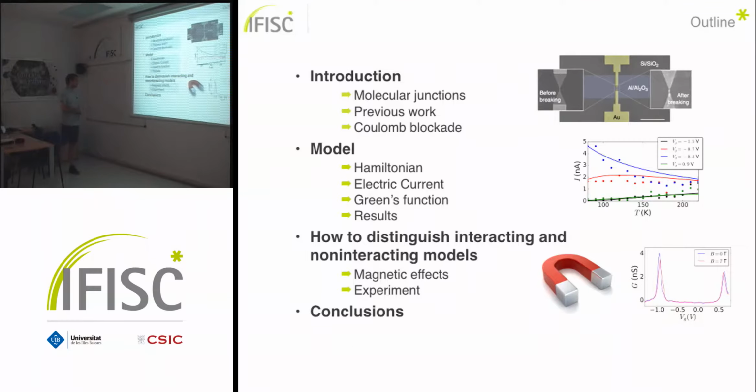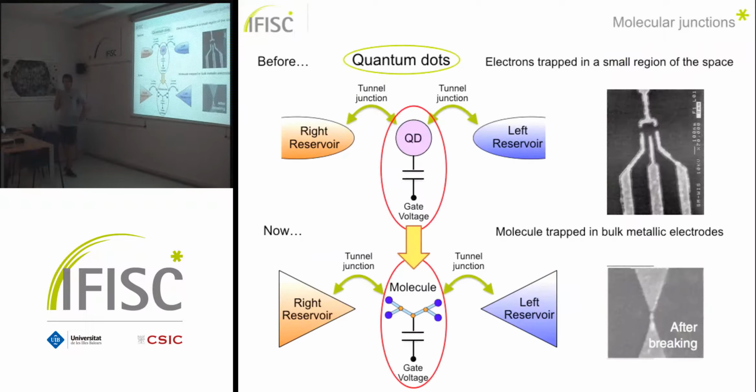Okay, the outline is a small introduction as before, then the model, which is the same model as I explained before and which I'm going to go through quickly, and then I will explain how to distinguish between interacting and non-interacting cases. Before, I explained the quantum dot. Right now, the only difference of a molecular junction is that the quantum dot is substituted by a molecule. The molecule can be modified by the gate voltage, but at the end it's the same system, more or less.